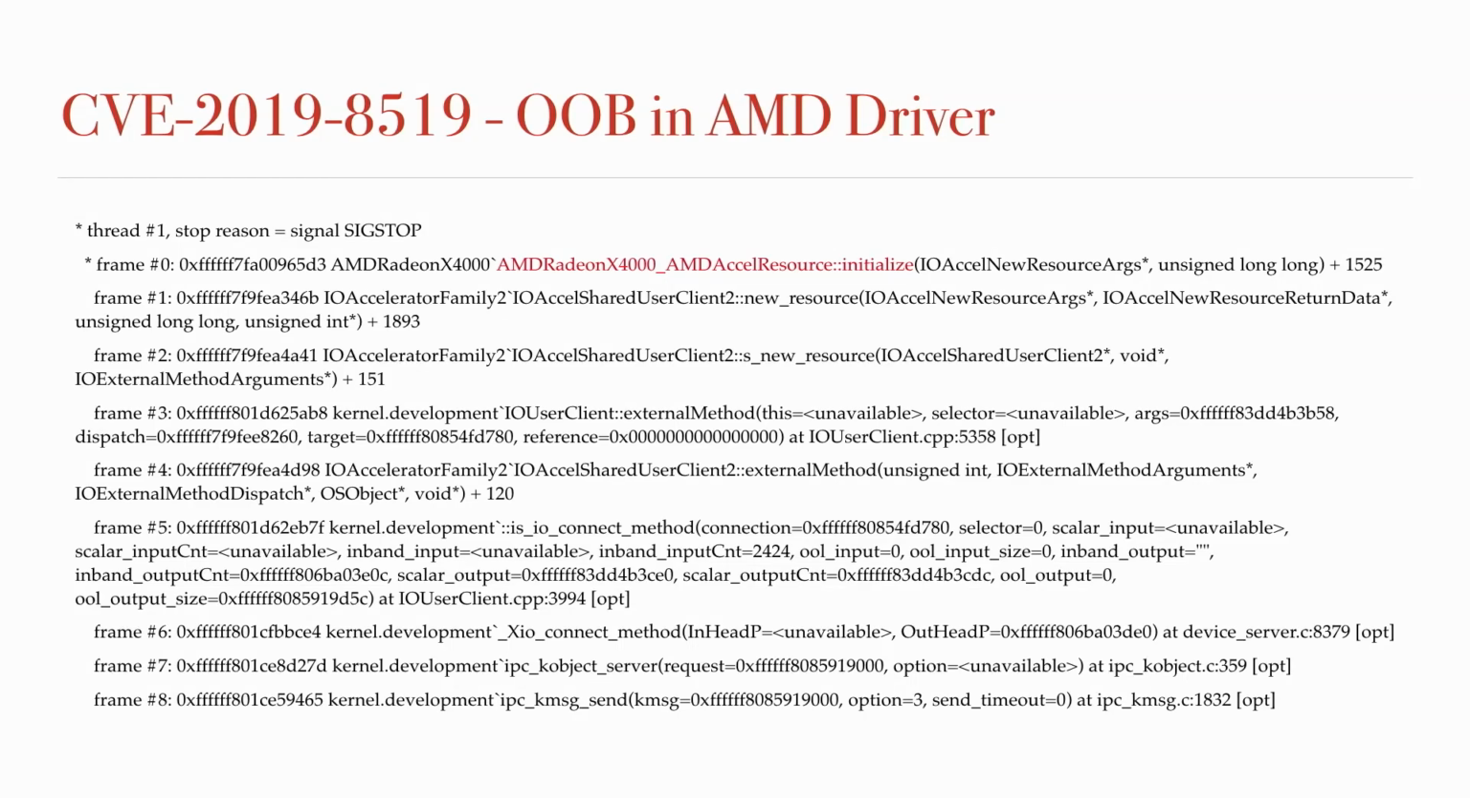This vulnerability is found in the AMD Radeon X4000 driver, and the vulnerable function is the AMD accelerator resources initialize method. The AMD accelerator resources class is used to process the graphic accelerator resources information for 3D rendering. This vulnerability can be triggered from user space by AMD accelerator service, and the external method selector is 0, whose function name is new resources.